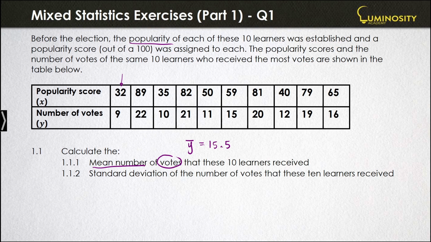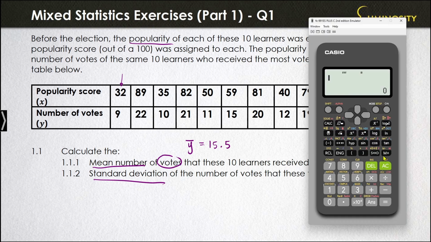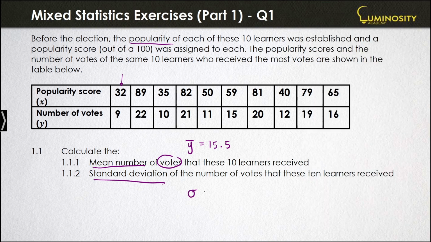Alright, so that is the mean number of votes that the 10 learners received. On average, students received about 15.5 votes. Okay, calculate the standard deviation of the number of votes that these 10 learners received. Well, again, I've got that data saved, so I can click Shift 1, Variable, and then choose 3 for my standard deviation. That's going to be 4.59. So sigma is 4.59 to 2 decimal places.